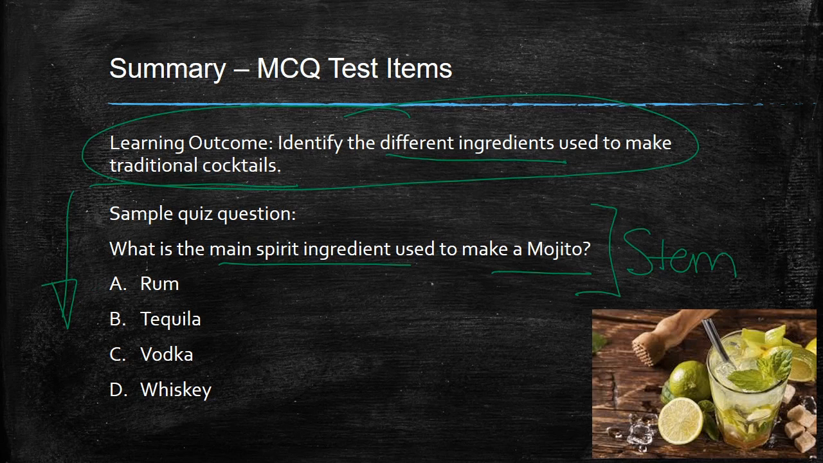We look at A, B, C, and D. These are known as our responses. In this case, response A, rum, happens to be the correct response. The other items, B, tequila, C, vodka, and D, whiskey, are known as the distractors or the alternatives.